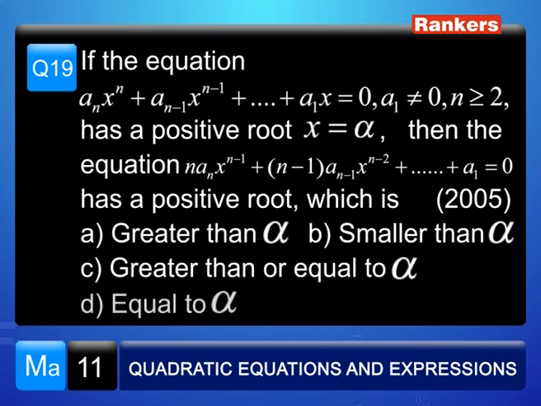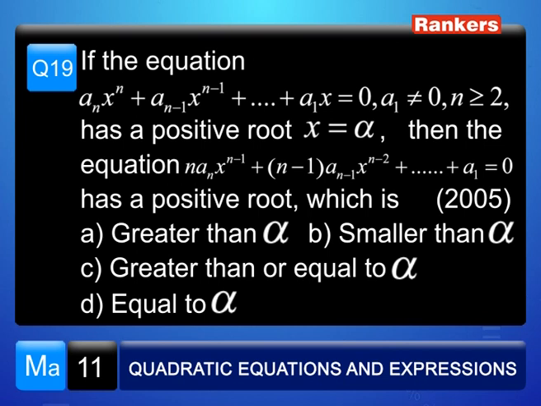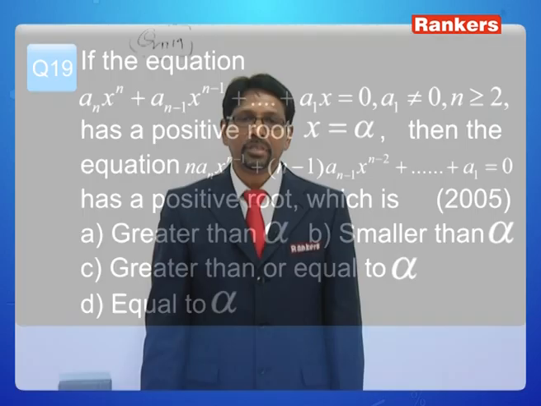So let's move to the next question. If the equation a n x power n plus a n minus 1 into x power n minus 1, and so on, plus a1 x equals 0, a1 not equal to 0, and n is greater than or equal to 2, has a positive root alpha, then the equation n into a n times x power n minus 1 plus n minus 1 into a n minus 1 into x power n minus 2, and so on, up to a1 equals 0, has a positive root which is greater than alpha, smaller than alpha, greater than or equal to alpha, or equal to alpha. These are the four options.